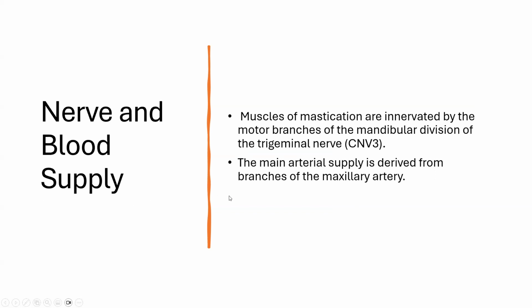If we look into the nerve supply and the blood supply of these muscles, the muscles of mastication are innervated by the motor branches of the mandibular division of the trigeminal nerve, which is cranial nerve 5, and the mandibular division is the third division of the trigeminal nerve. Main arterial supply is derived from the branches of the maxillary artery.